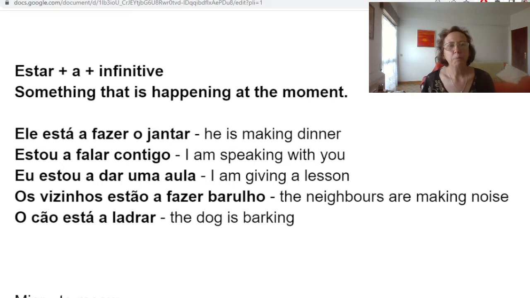So está plus a plus infinitive. Now we use this for something that is happening at the moment. So for example, eu estou a falar. I am speaking. So let's just see what we've got underneath here.